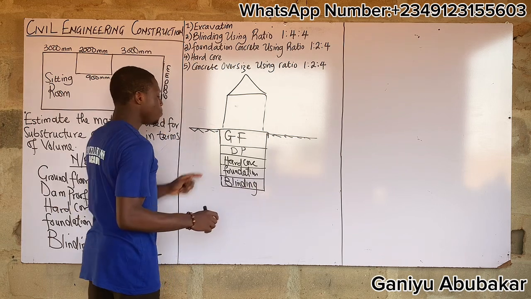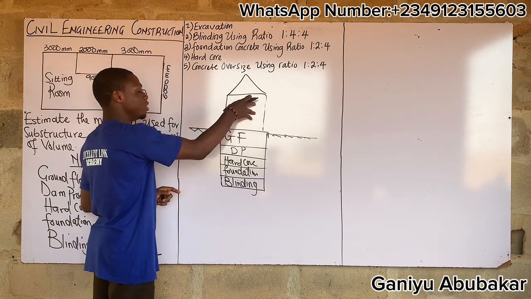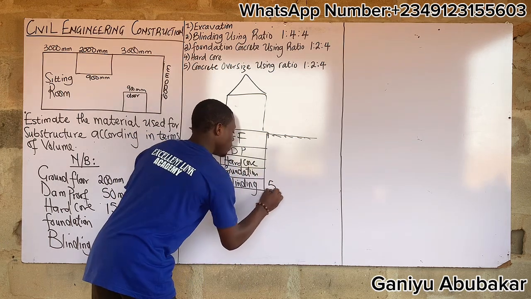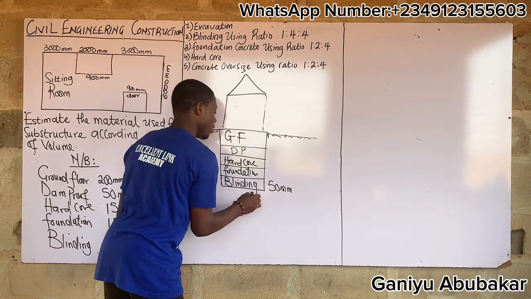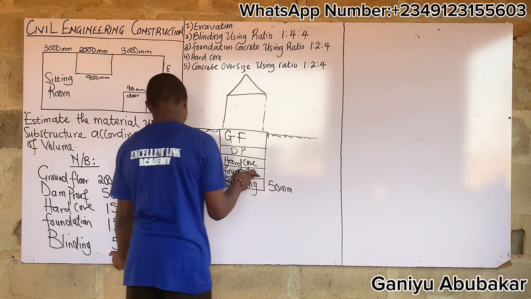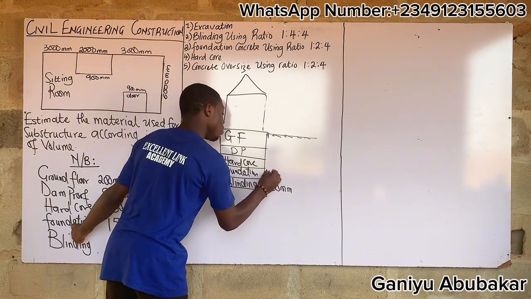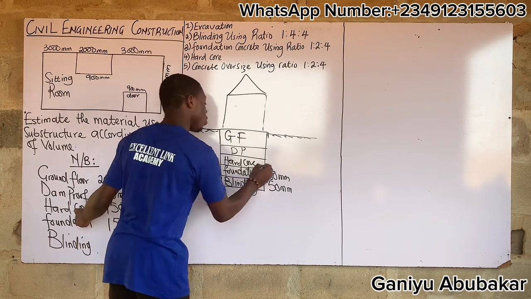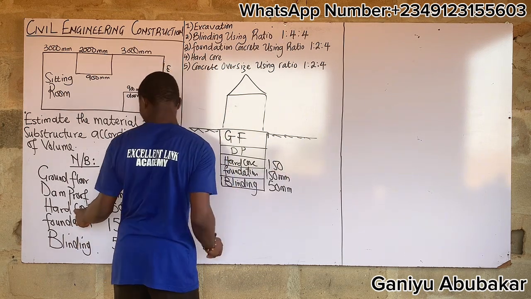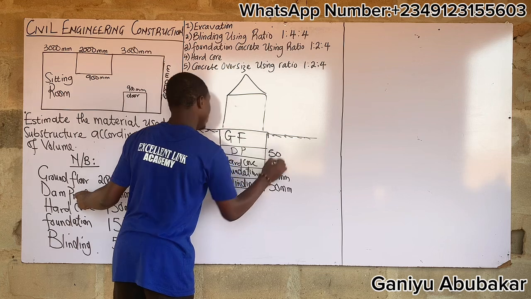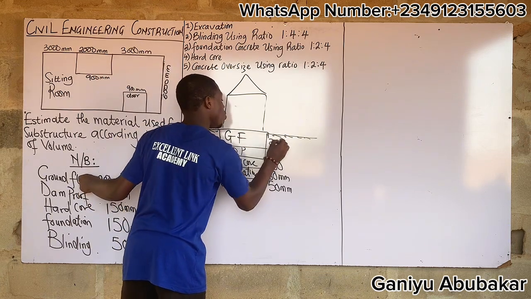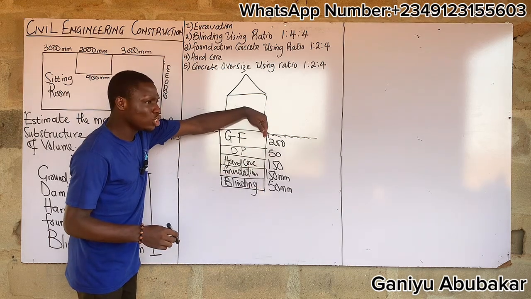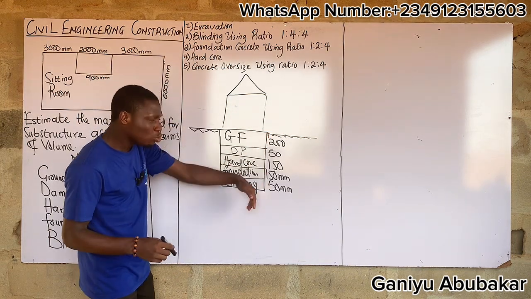So note that before I can start building, this blinding will have a thickness of 50 millimeters. The foundation is 150 millimeters. Hardcore is 150 millimeters. Damp proof is 50. While the ground floor is 200. So this is the depth to which you have to dig before you can start building.